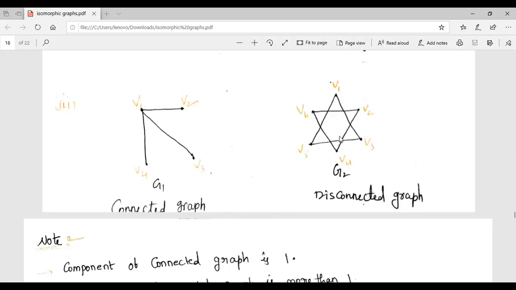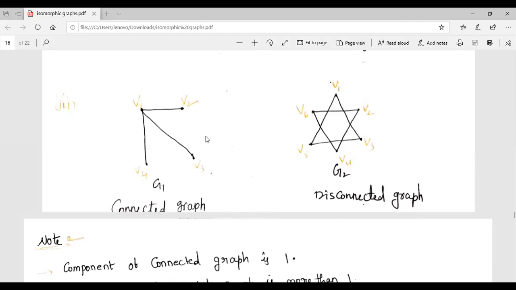If we consider G2, there is no path from V1 to V2. There is no connection, so there is no path from V1 to V2. V2 to V3, there is no path. V3 to V4, there is no path. So this is a disconnected graph. Example of a disconnected graph.